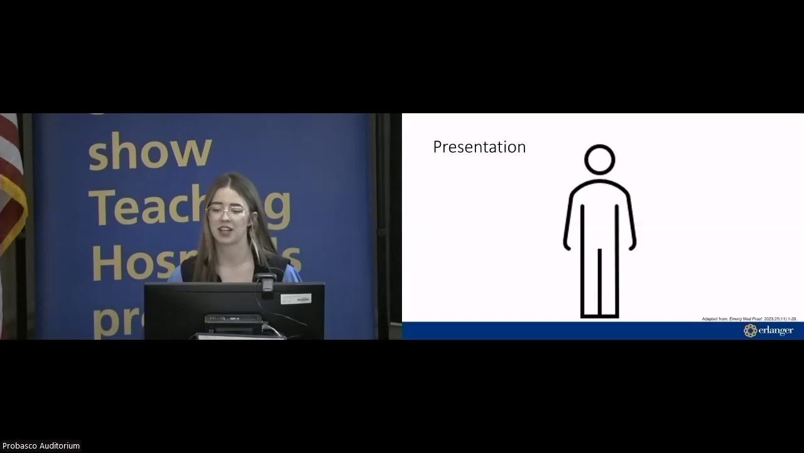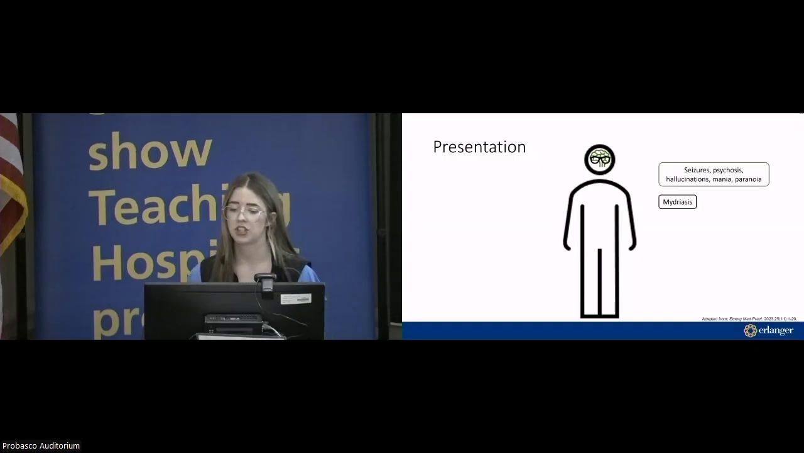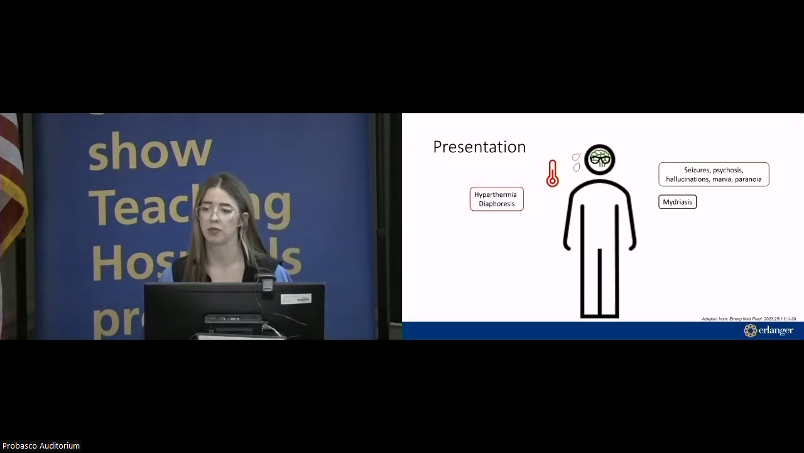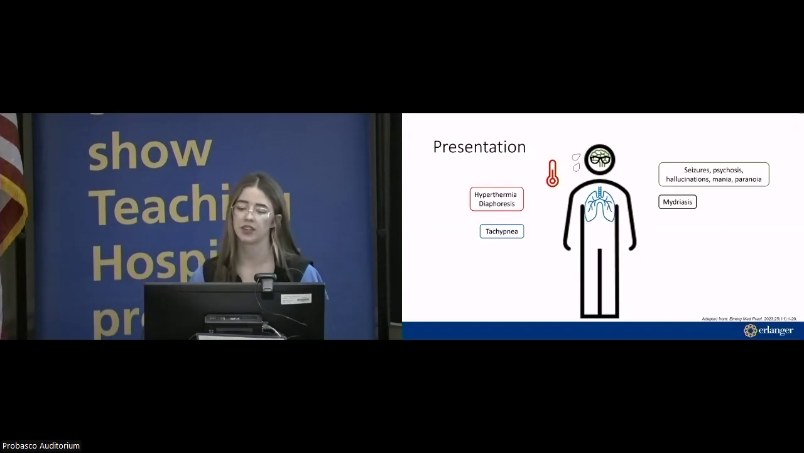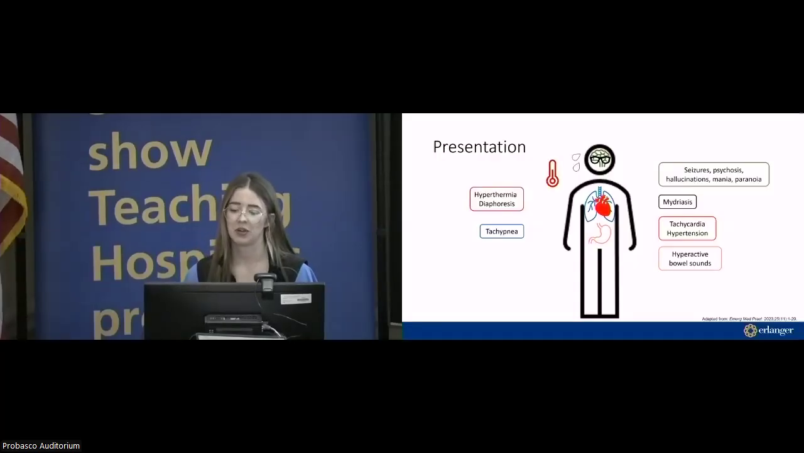Clinically, sympathomimetic toxicity is characterized by a highly activated patient. Neurological symptoms can include seizures, psychosis, hallucinations, mania, and paranoia. Mydriasis is common, along with hyperthermia and diaphoresis. The patient may be tachypneic, tachycardic, and hypertensive as well. They will likely have hyperactive bowel sounds, and tremor is common.